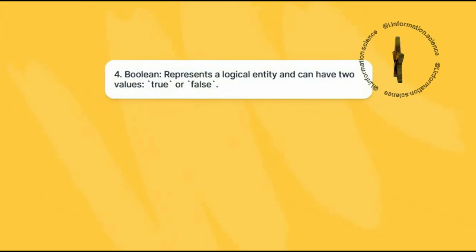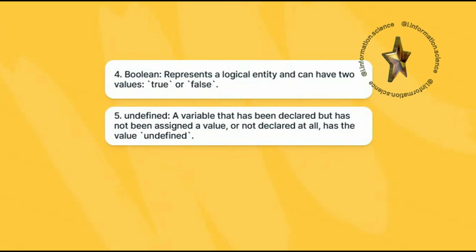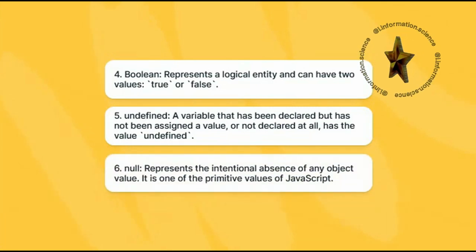4. Boolean represents a logical entity and can have two values, true or false. 5. Undefined, a variable that has been declared but has not been assigned a value, or not declared at all, has the value undefined. 6. Null represents the intentional absence of any object value. It is one of the primitive values of JavaScript.